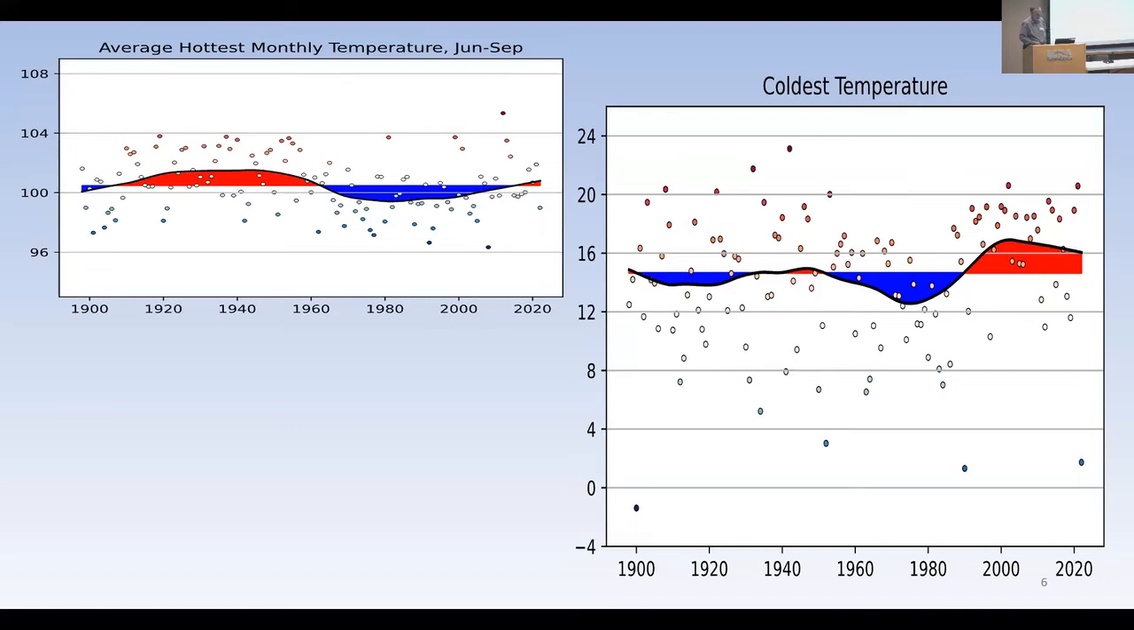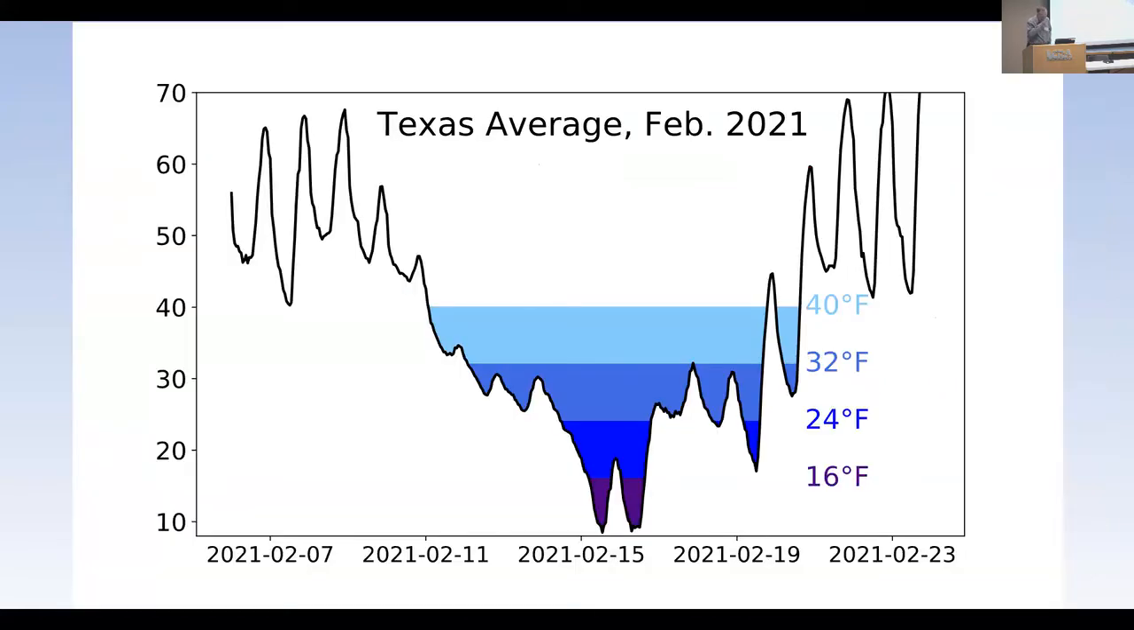And that's what makes dealing with winter so challenging in Texas, because you never know quite how cold it's going to get. The challenge in the summertime is you know it's going to get hot, and you have to endure that. Here's how cold it got in February 2021.